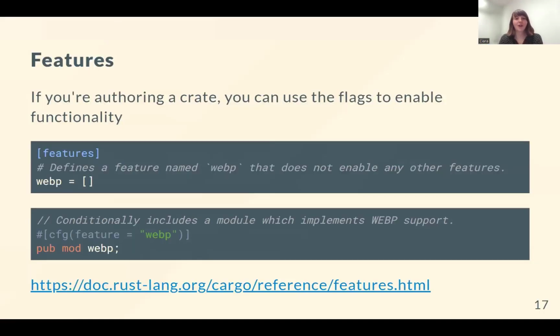If you're authoring a crate, then as mentioned, you can use these flags to enable functionality. What that actually looks like in practice is you have this features section, features key, and in this case, we're defining a feature named webp, and that feature doesn't do anything else. It's just that particular feature. And then if someone has enabled that feature, then that means that the code that is underneath this cfg feature equals webp will be compiled. If the feature is not enabled, then that code beneath it won't be compiled. It won't be included at all.